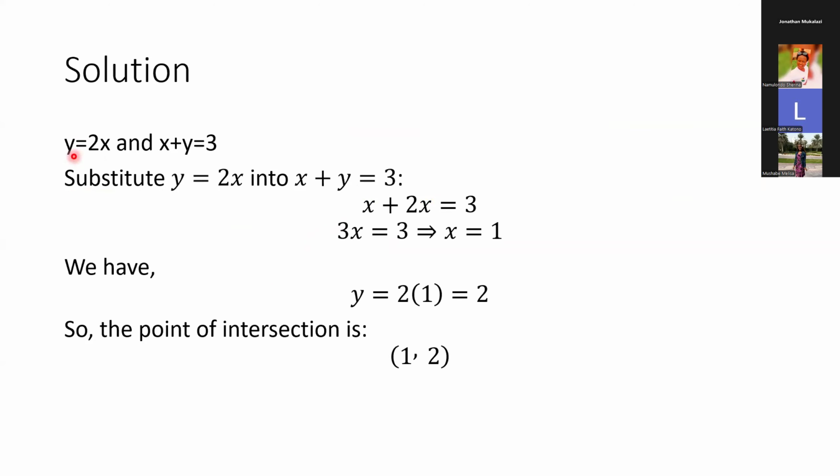So the lines we have are y is equal to 2x and x plus y is equal to 3. So we substitute y is equal to 2x into this equation, and then we have that x is equal to 1. Then from that, we can conclude that y is equal to 2. So we have that point of intersection as (1, 2).